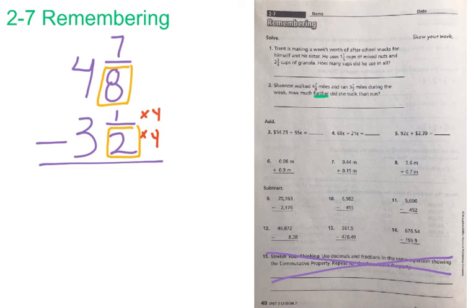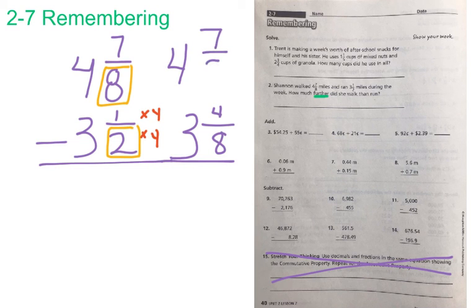Let's move our whole number over, and it's going to stay a 3, and 4 times 1 is equal to 4, and 2 times 4 is equal to 8. So now we have 3 4/8. So it's 4 7/8 minus 3 4/8. So we're going to complete our subtraction problem. Now we have to subtract the numerators. So 7 minus 4 is equal to 3, and our denominator remains the same, which is 8.